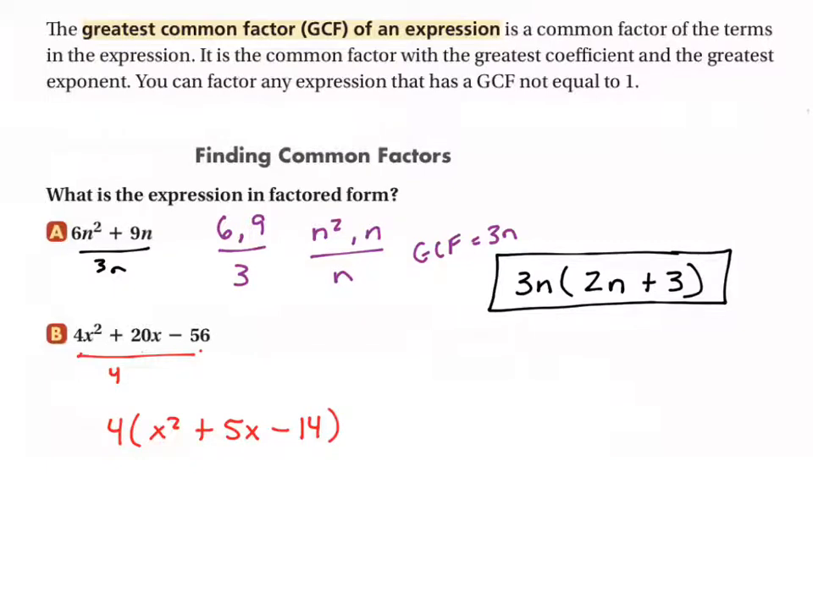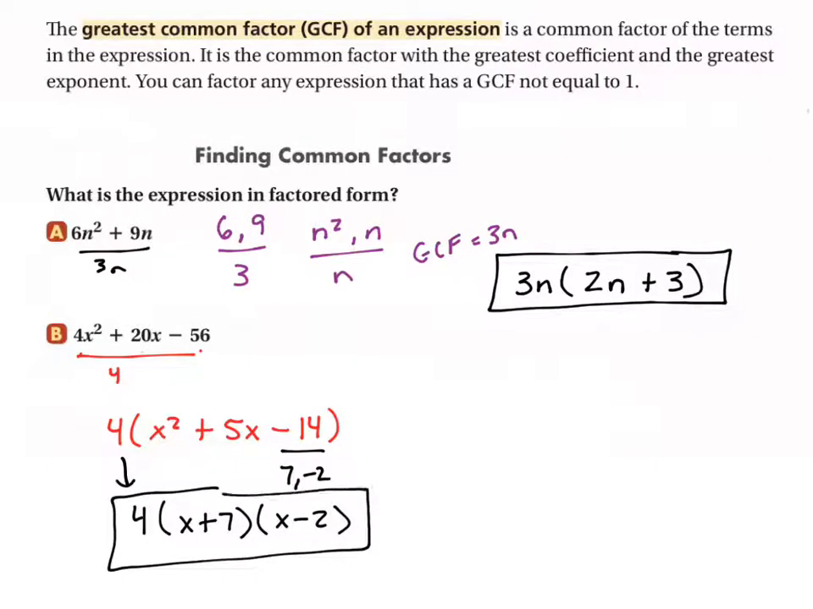But now, looking inside here, we can factor this even farther. Two numbers that multiply to be negative 14 but add to be 5. Well, that's going to be 7 and negative 2. So we can then factor this one more time. This trinomial is going to split apart to x plus 7 and x minus 2, and we'll carry down our 4. And so this is our completed factored form.